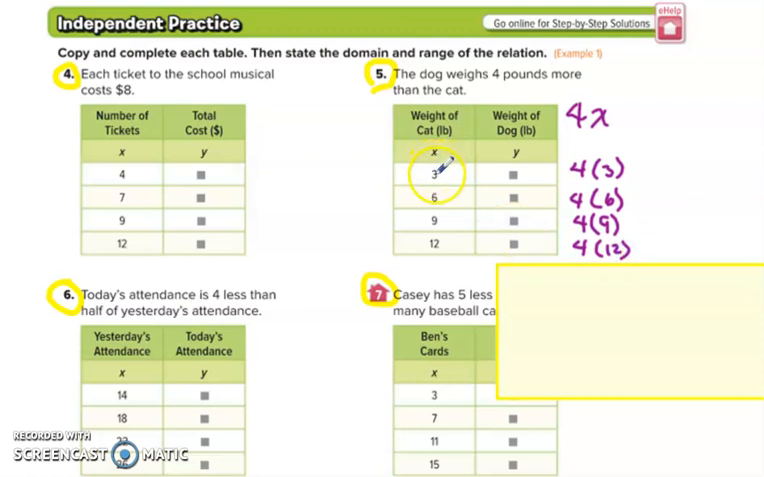Notice that these values right here all go up by 3, so we should find a nice pattern going down here too. If it's not a nice pattern, then we've done something wrong. So 4 times 3 is 12. 4 times 6 is 24. 4 times 9 is 36. And 4 times 12 is 48. Well, hey, look at that. They go up by 12 each time. That's pretty cool. Okay, it asks you to state the domain and range of these.